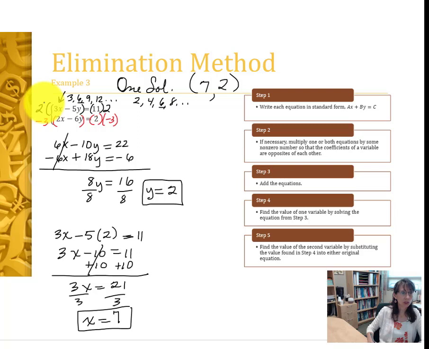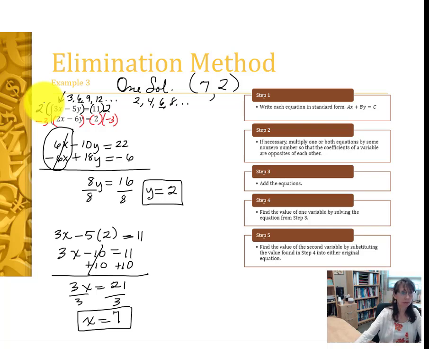So this original system didn't have either x or y eliminating when we added them. So we had to multiply each equation by some factor such that we were able to create opposite coefficients, and therefore the terms with the x's were eliminated.